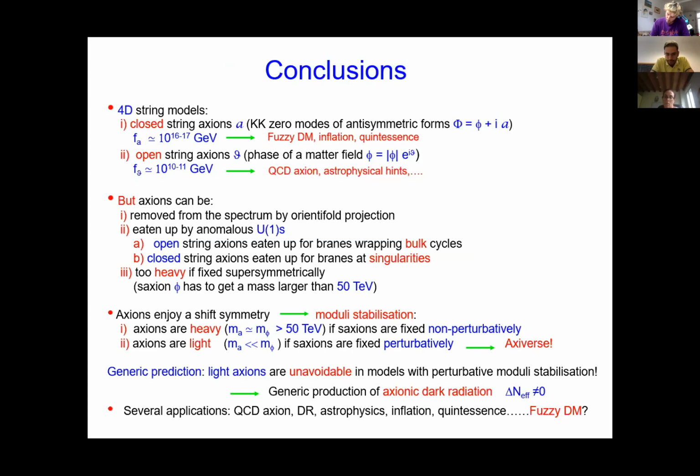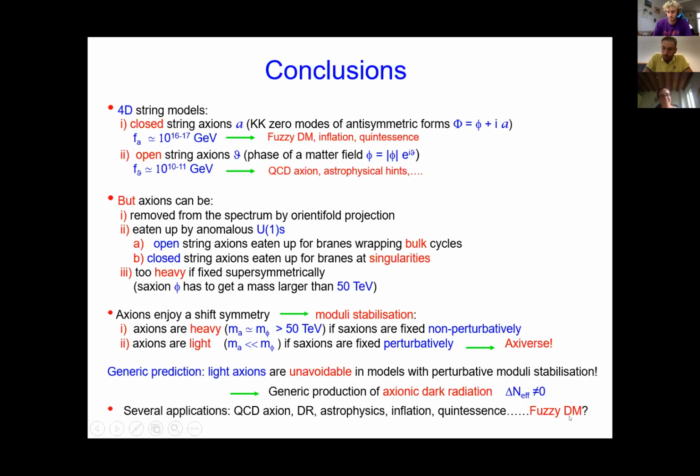Let me mention also that a nice prediction that is quite generic and unavoidable in most of the models is that these heavy saxions, when they decay, they always have a non-zero branching ratio into the light axions. So you also produce them via the decay of heavier particles. In this case, they would be relativistic, and they always contribute a bit to axionic dark radiation. So as I said, there are several applications to axion dark radiation, astrophysics, inflation, and quintessence. But I think the nicest application is to fuzzy dark matter.